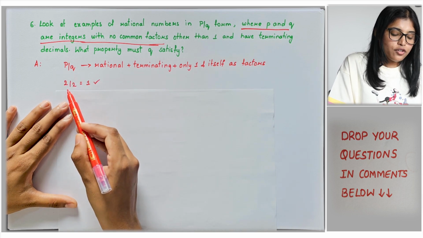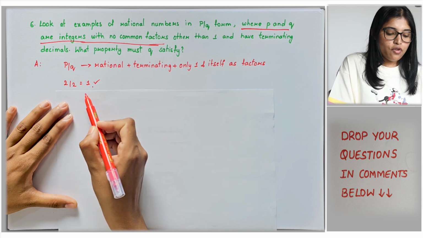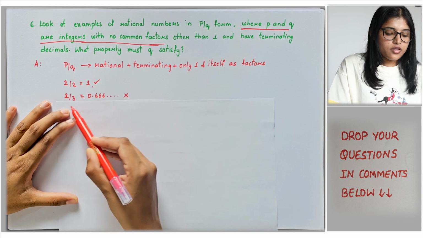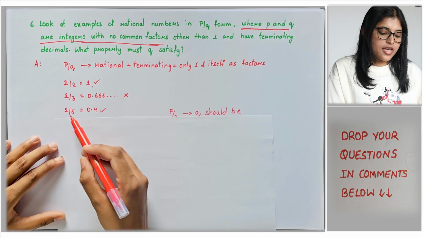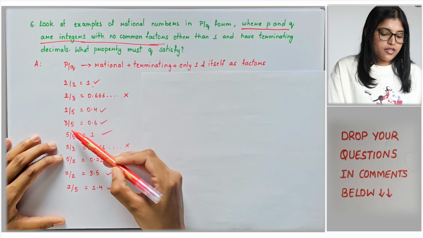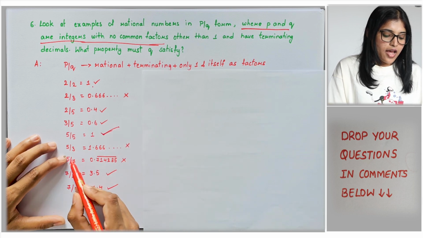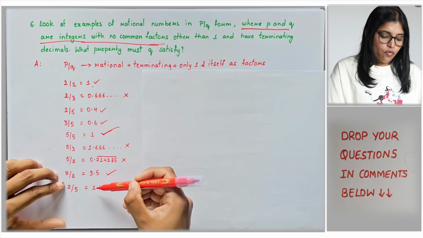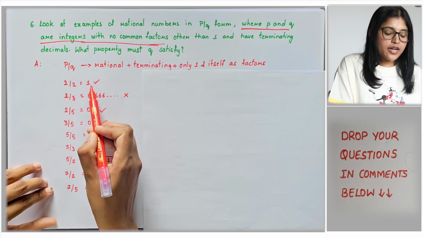So starting with 2 by 2, 2 is a prime number and we get 1. This is in p by q form and I have a terminating decimal. Next 2 by 3, this is in p by q form, but it is a non-terminating decimal. Looking at some other examples, 2 by 5, 0.4, and some more examples that I have over here, 3 by 5, 0.6. All the terminating decimals I have marked as correct, and all the non-terminating or recurring decimals I have marked as cross.